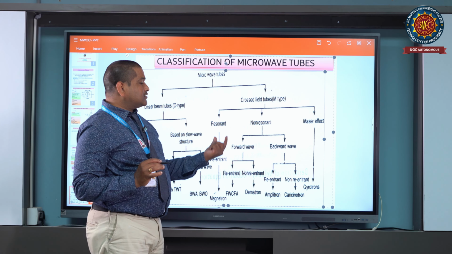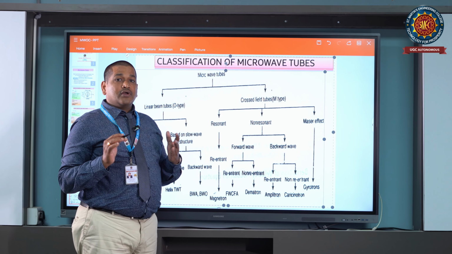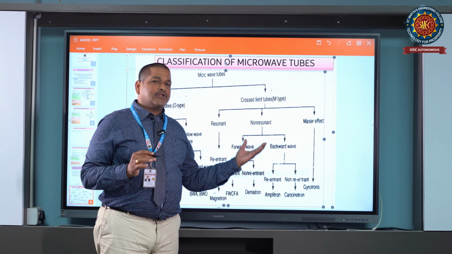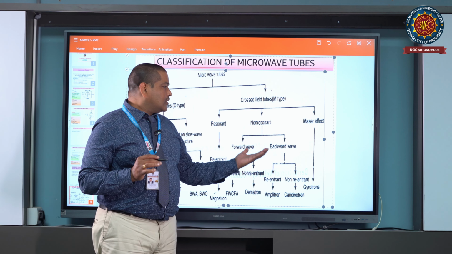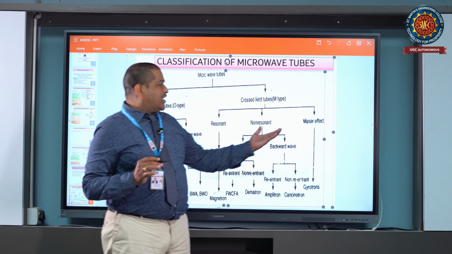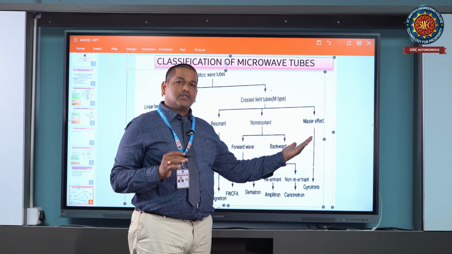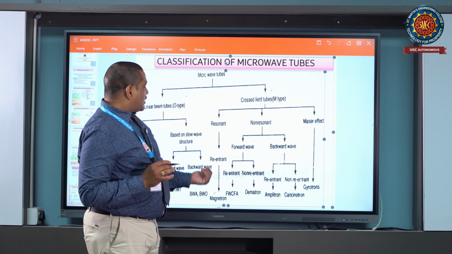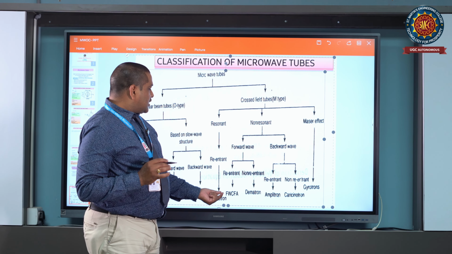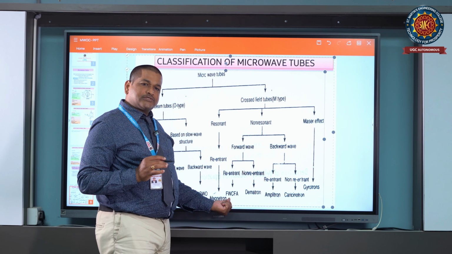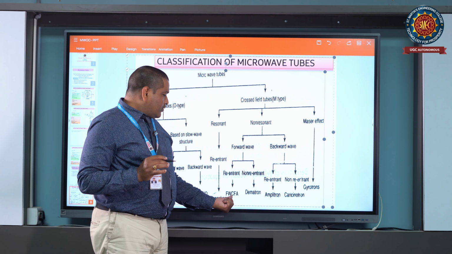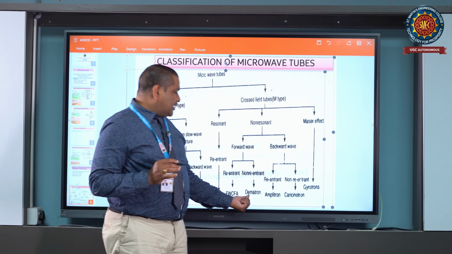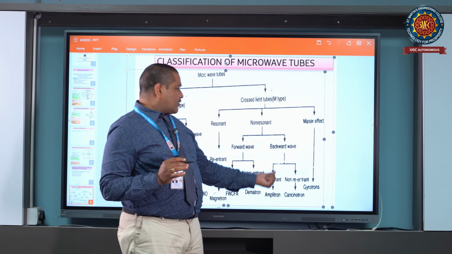Resonant type means it depends upon the resonance, that is, on the oscillation, and non-resonant type means the devices which do not depend upon the oscillations. Maser means it depends on the maser effect, and those devices are called maser devices. So this forward type of devices will be studied under this: full wave continuous frequency, amplitron, dematron, and backward wave structures.